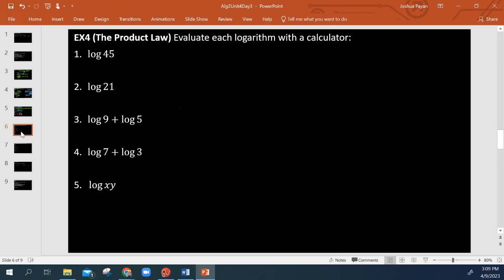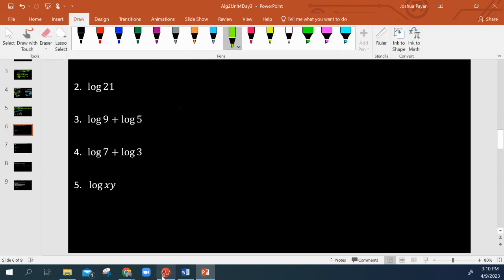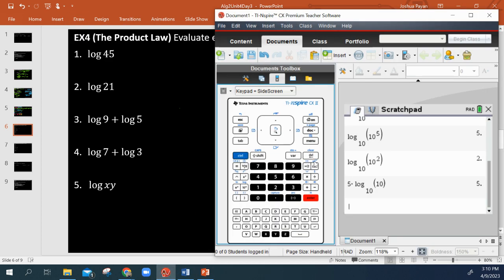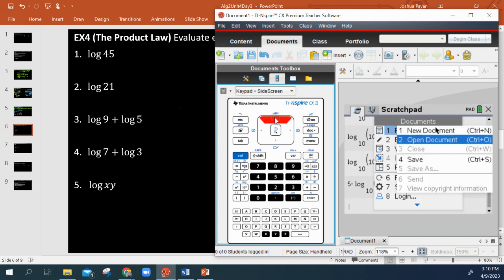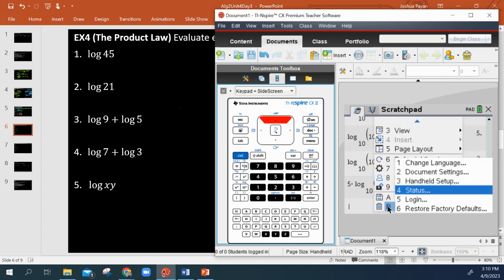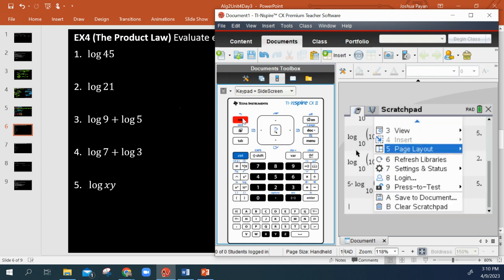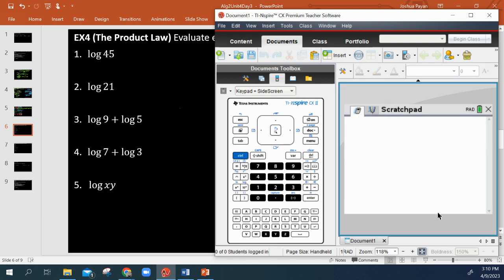So now we've got the product law. We are being asked to evaluate these completely just in the calculator, and that's exactly what we'll do. Well, maybe not. How come I cannot? Let's just get out of this. Okay, there we go. Clear scratch pad.